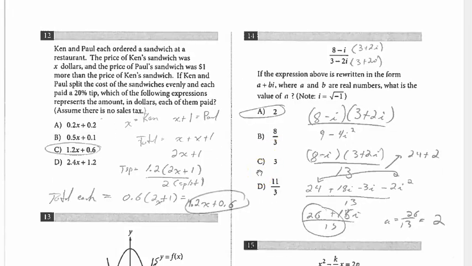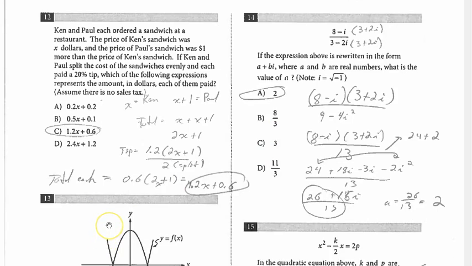For question 12, we knew that Paul's bill was $1 more than Ken's, so I have the equations x is Ken's and Paul's is x plus 1. So the total here would be adding those two to get 2x plus 1. Figuring out a tip, we're doing a 20% tip. That means I'm multiplying by 1 plus that tip as a decimal.